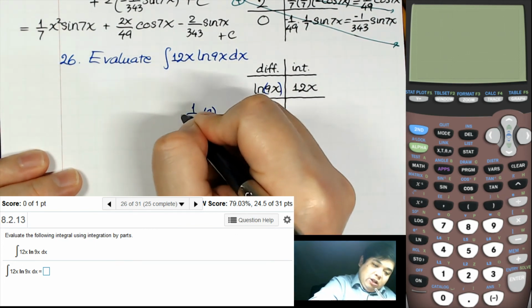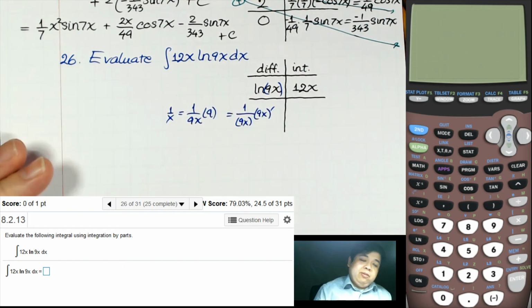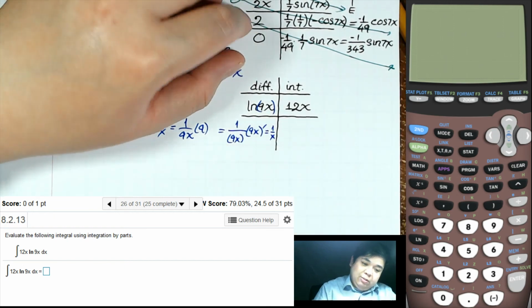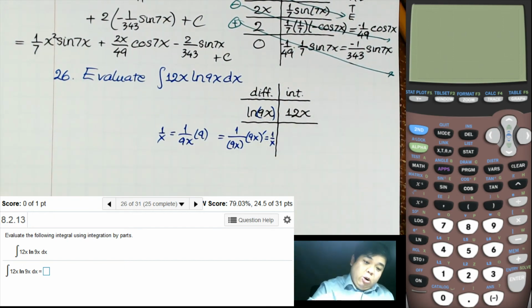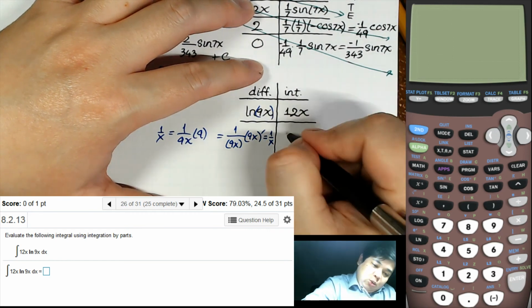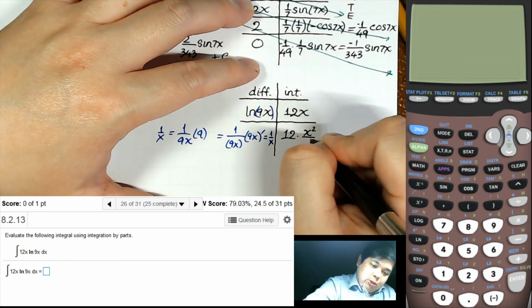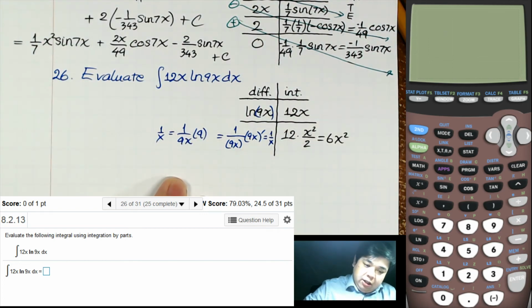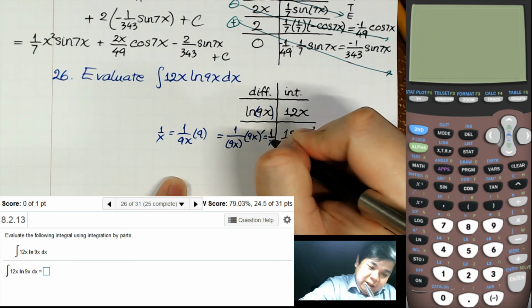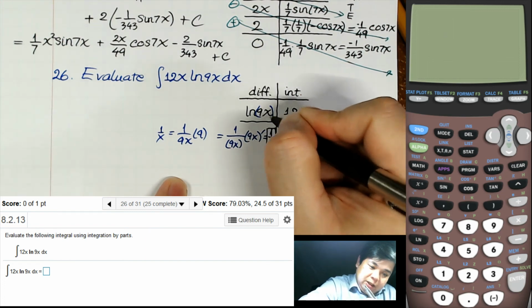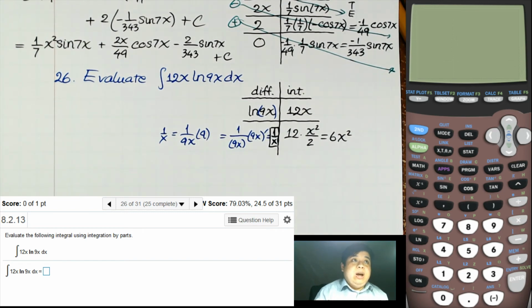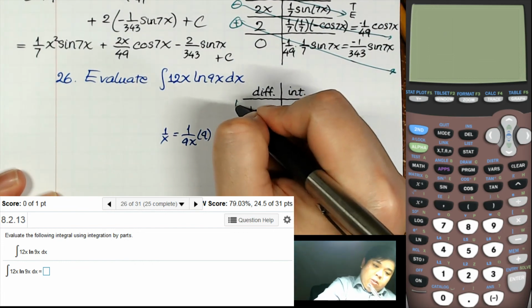The 9s cancel out, so that's just 1 over x. And the integral of 12x is 12 x squared over 2, which is 6x squared. So we have 1 over x here. Notice if we keep differentiating, it would not go to 0, so we have to stop at some point. So first, positive.